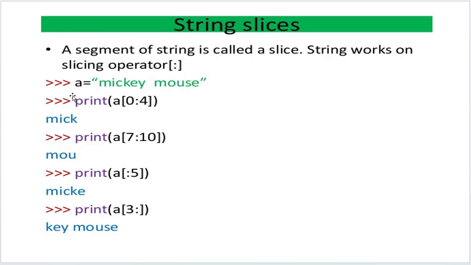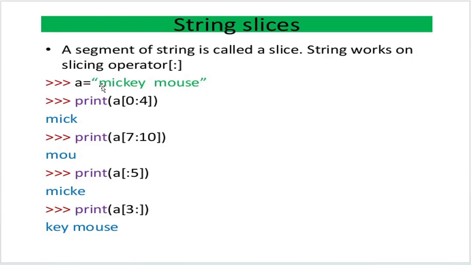Okay, if you check the example, A is a variable and it is going to store the string "Mickey Mouse". When you come to the next line, print of A[0:4], which means that A is a variable that has "Mickey Mouse". And if you want to print the particular substring, I have mentioned here 0 colon 4, which means that 0 refers to the starting index and 4 refers to the ending index.